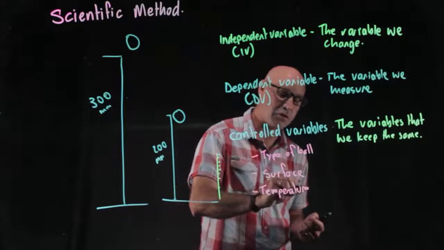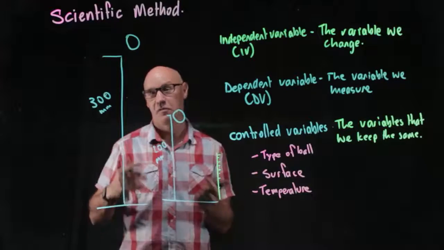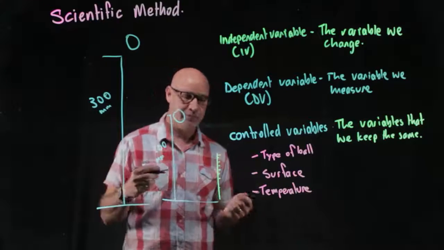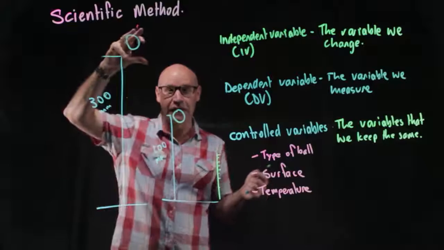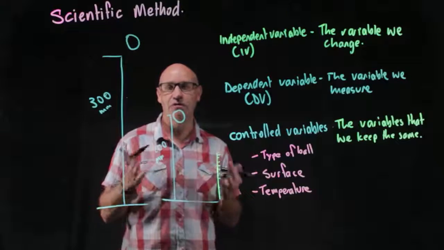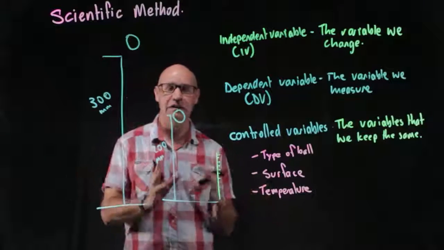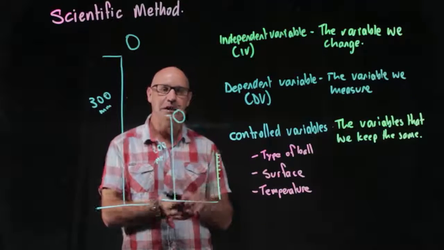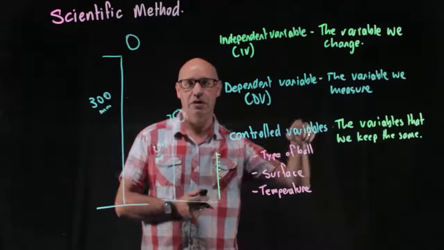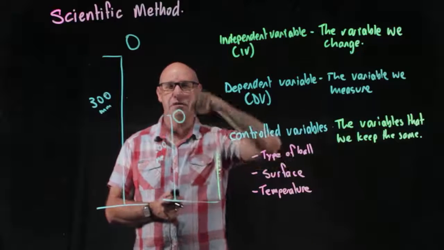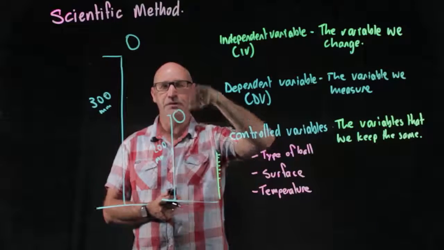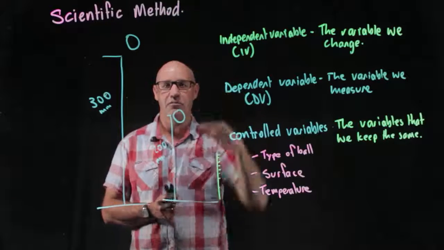The temperature of the ball. What else can you think of? Wind. Maybe the method that you release the ball. You know, all sorts of things, the method that you use to measure. All of those things you need to consider, because what we need to do is make sure that these are all controlled, so that for every trial, the only thing that's different is the height that the ball is released at.